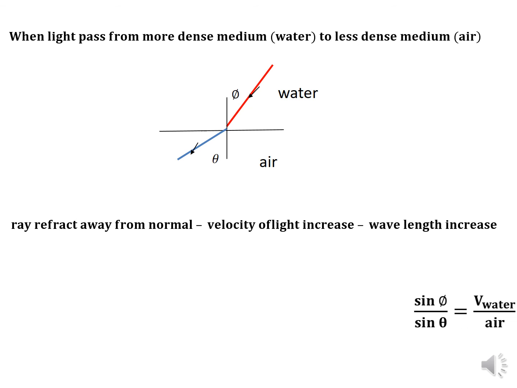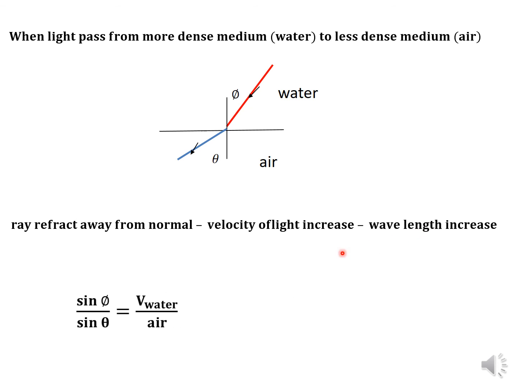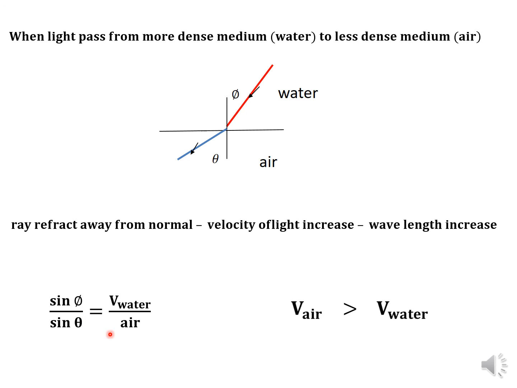طيب إزاي؟ لما نقول law of refraction اللي هو sin phi divided by sin theta equal v الفيرست ميديوم اللي هو هنا ووتر على v السكند ميديوم اللي هو هنا اير. اوكي طيب يبقى انا عندي هنا ال v water velocity of light in water less than velocity of light in air هتبقى sin phi less than sin theta يعني phi less than theta يبقى الray refract away from normal. ال v air يعني velocity of light in air more than velocity of light in water هيبقى على طول الفاي اصغر من الثيتا يعني الray refract away from normal.